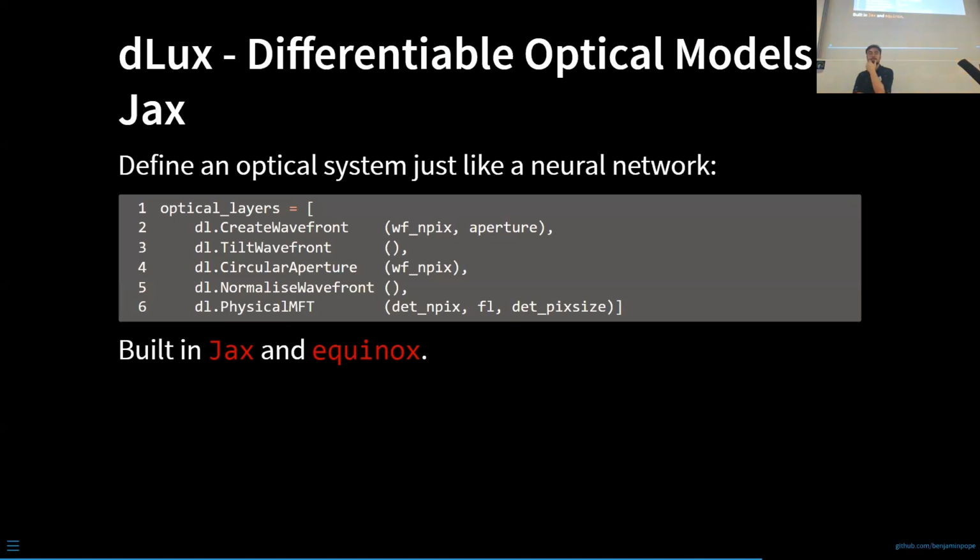So here's the bit I'm sort of trying to sell you. With Louis Desdoigts and Jordan Dennis, who's an undergrad at UQ, principally Louis, we've built dLux, a framework for differentiable optical modeling in JAX. Who uses JAX? Oh man, really? No one? Who uses PyTorch? Oh man, I'm going to cry. I've bet the wrong horse.